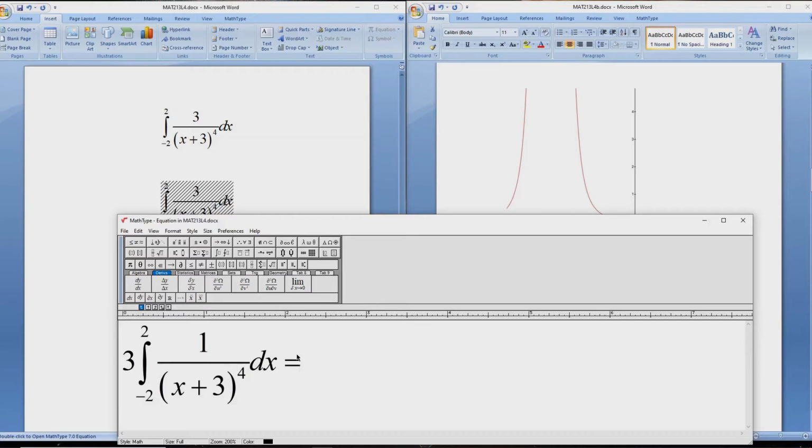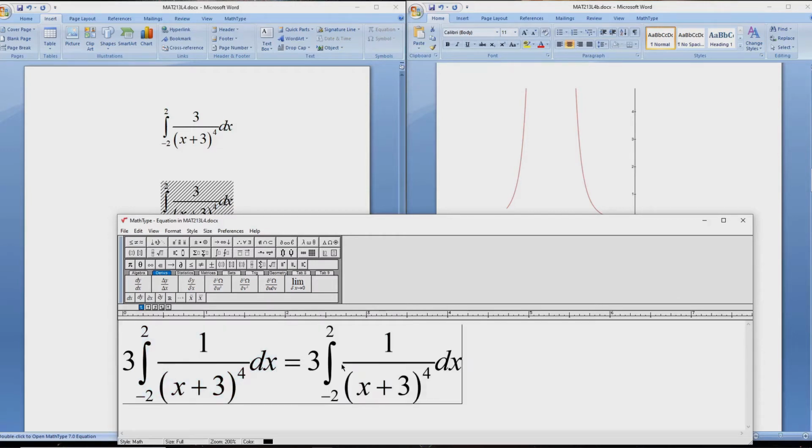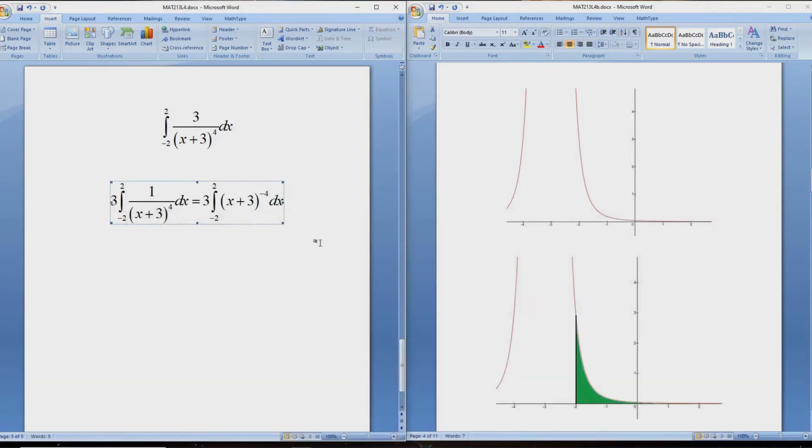Now something else you might want to do is put this into power form so we can bring this parentheses to the 4th power. We can move that into the numerator if we make the power negative. So just a property of exponents there. And now you hopefully see it's in the power function form here.